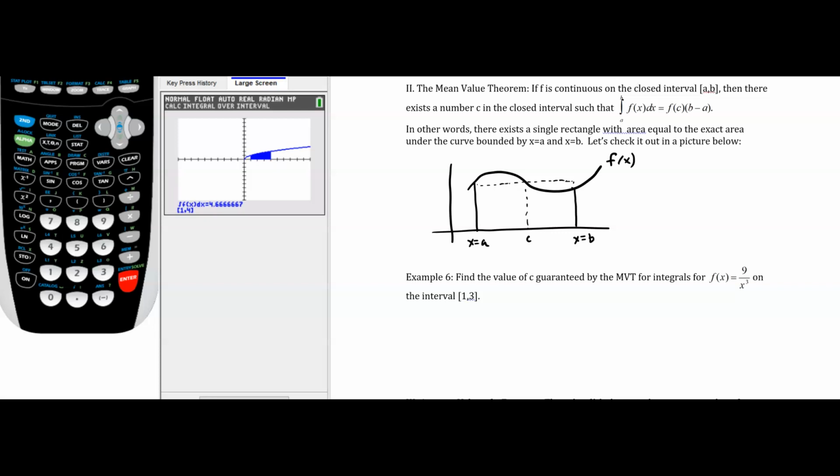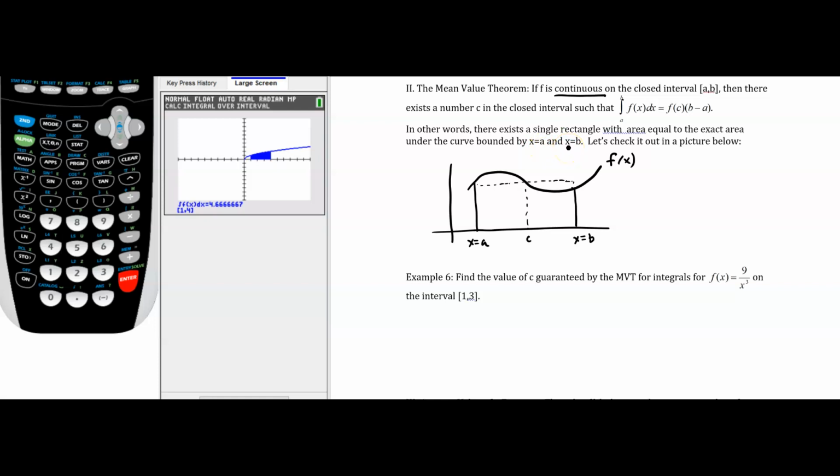Well, there's a very similar type of mean value theorem, but now it's for integration, for area. And this one says if f is a continuous function on the closed interval, we don't need the differentiability anymore, but we still need the continuity, then there exists a number c inside the interval such that the net area bounded by the function and the x-axis between x equals a and x equals b is equal to f of c times b minus a. Essentially what that's saying is there exists a single rectangle with area equal to the exact net area under the curve bounded by x equals a and x equals b.